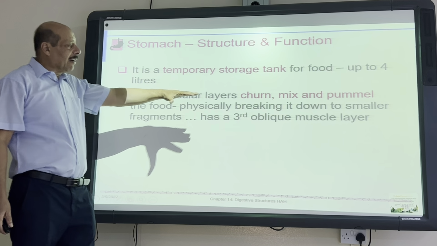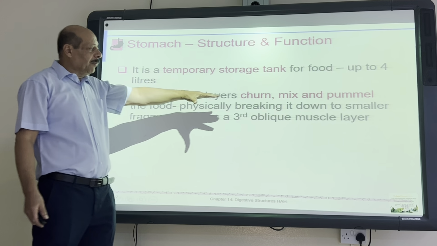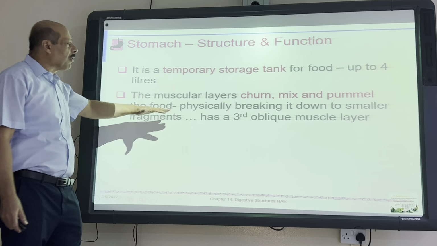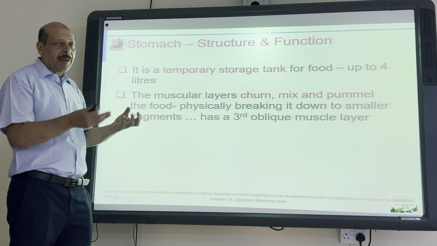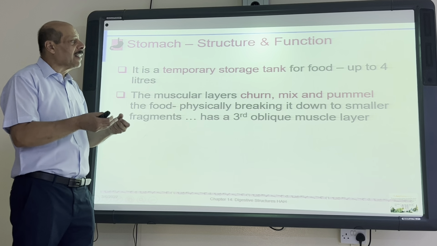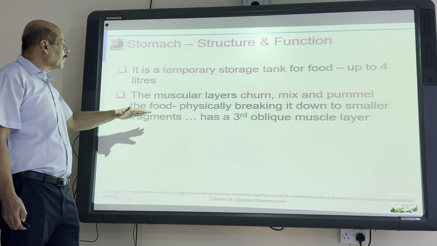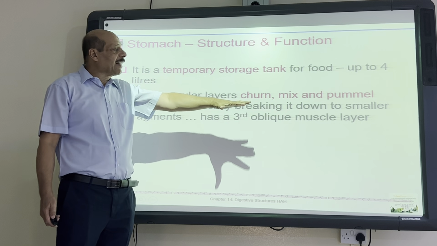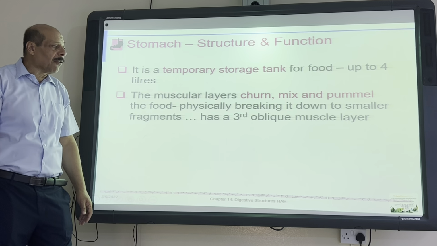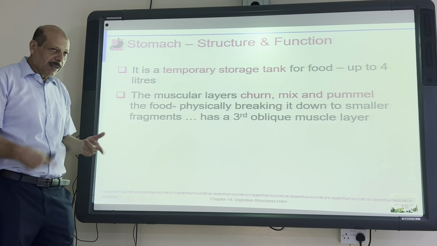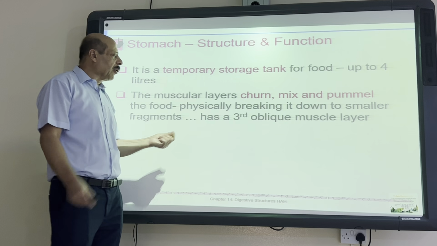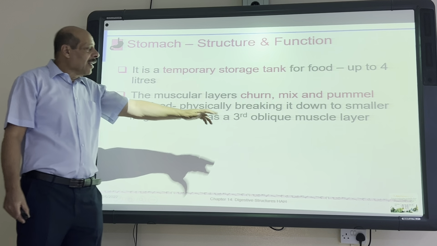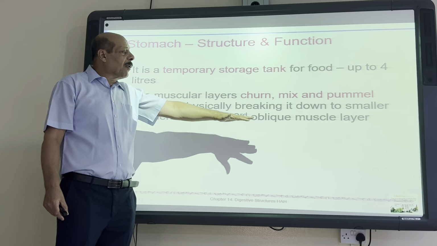The muscular layer will churn and mix the bundle of food. The food bundle which goes inside the stomach will be churned and mixed, physically breaking down into smaller fragments. It has a third, oblique muscle layer.